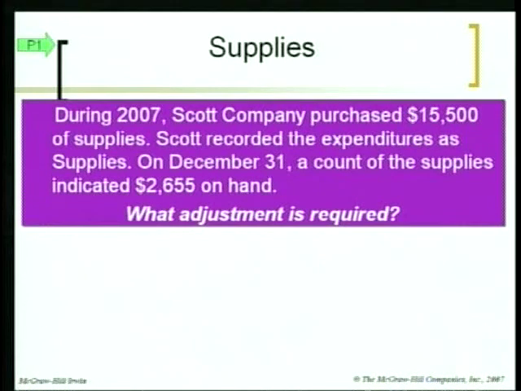Now, this is in the same category, but this is another example. During 07, Scott Company purchased $15,500 of supplies. Scott recorded the expenditures as supplies. And supplies is what type of account? Asset. On December 31, a count of the supplies indicated $26.55 on hand.